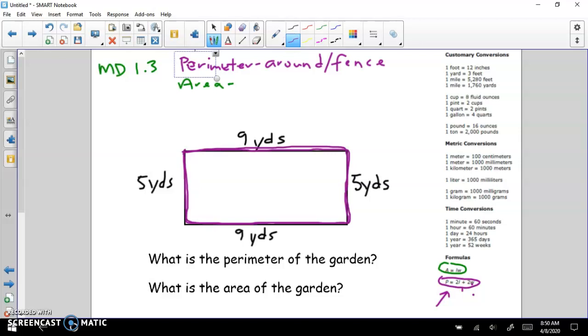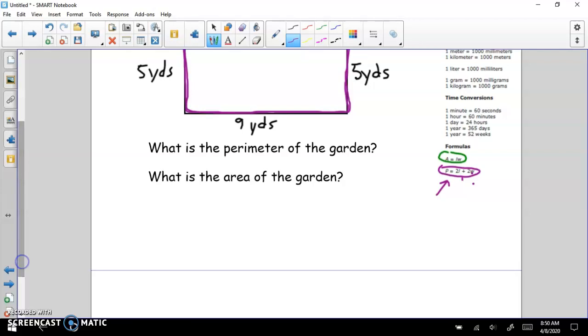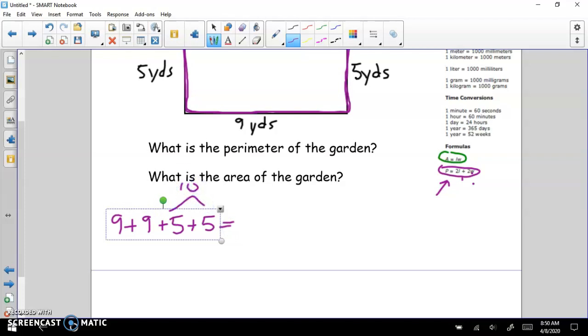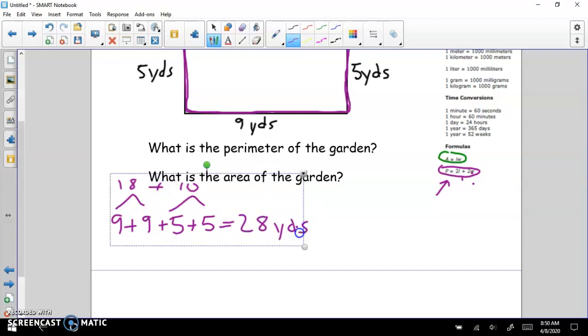Let me scroll down here for a second. We can do 9 plus 9 plus 5 plus 5. I'm going to start out with my basic ones. 5 plus 5 is 10. A little bit more complex, 9 plus 9, that's going to be 18. Both double facts. 18 plus 10 is going to get us 28 yards. Since we're measuring the outside of a rectangle, we're just going to keep it yards. You'll notice when we get to area, we're going to have to change how we label that value.